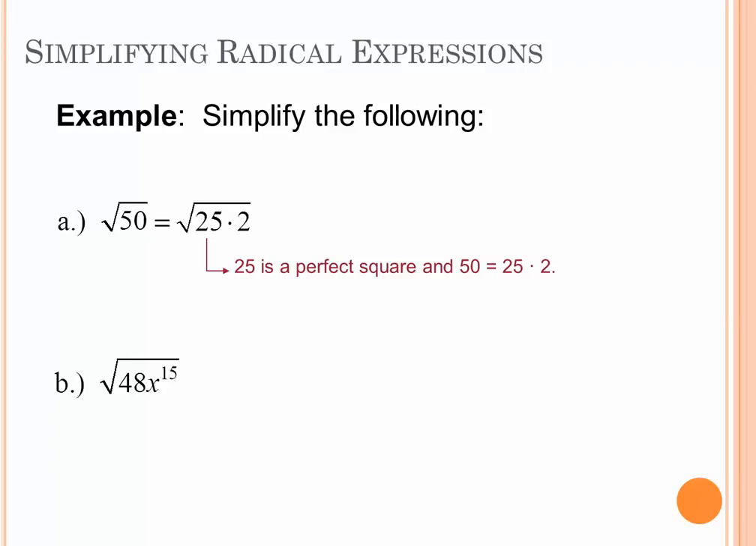So we can pull that apart, and this is what I meant by reading the property from right to left. We can pull that back apart to be the square root of 25 times the square root of 2. Square root of 25 is just 5. So the square root of 50 could be simplified to 5 times the square root of 2.